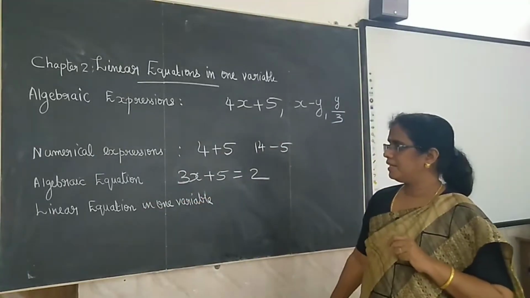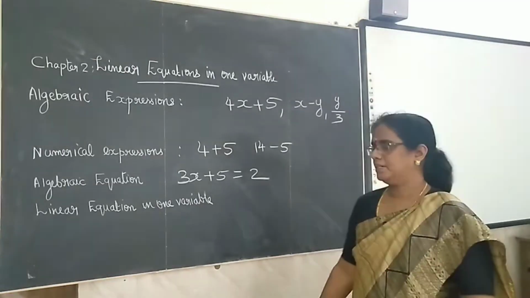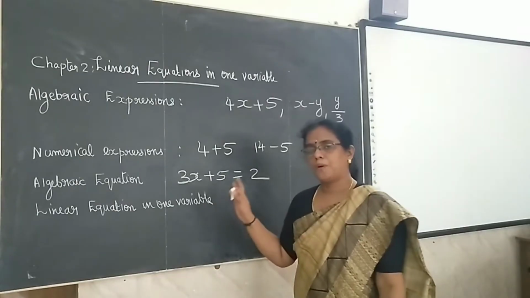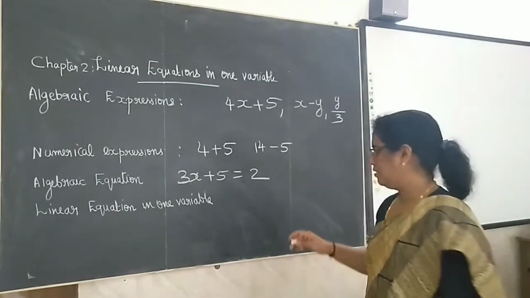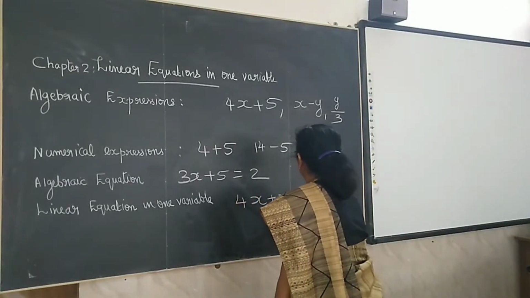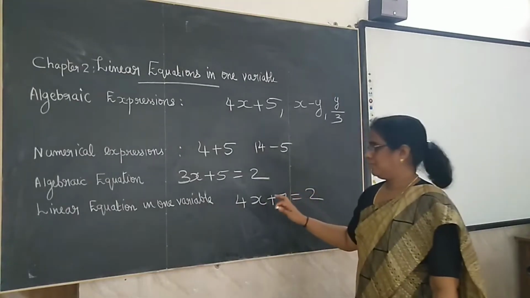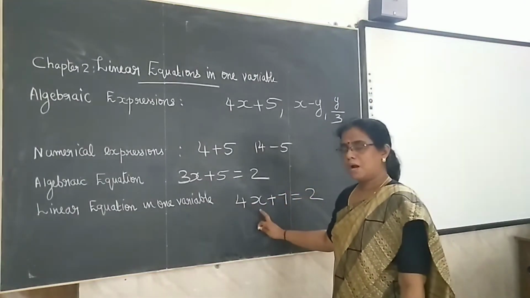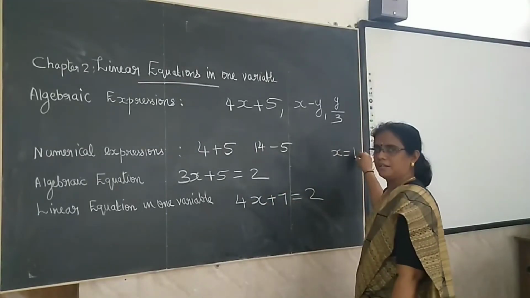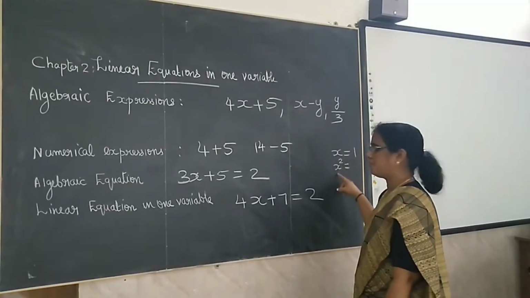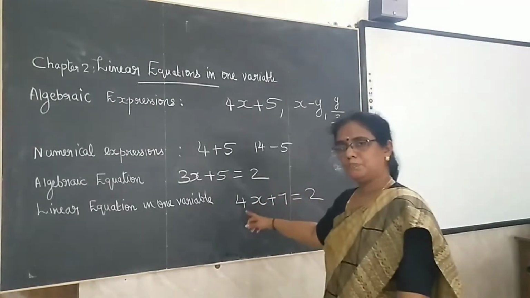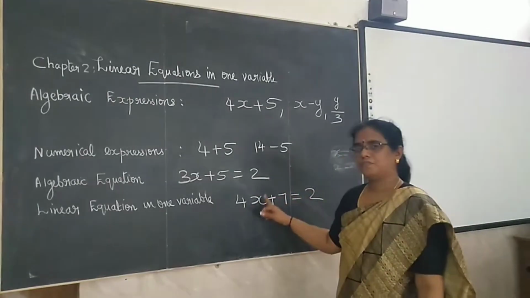Now next one is linear equation in one variable. Linear equation in one variable means it is an algebraic equation in which power of the variable is 1. That is, for example, 4x plus 7 equal to 2. That means here the variable is x, and the power of the variable is 1. If it is written x, that means power of x is 1. If it is x raised to 2, power of variable is 2. Here power of the variable is 1. Therefore, it is an algebraic equation in which power of the variable is 1.